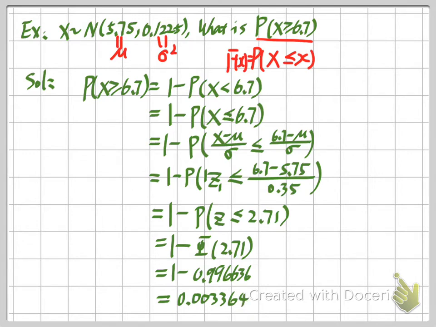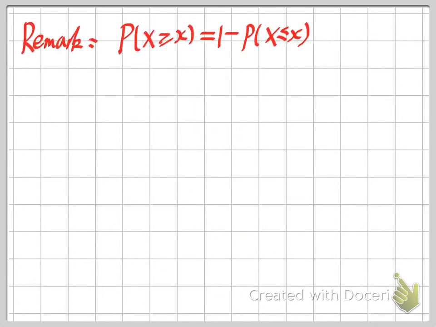Okay, so this is how we can compute an example of this question. Before the end of this video, I want to give a summary of the steps we did here. We rewrite the probability of x greater or equal to a value as 1 minus the probability that x is smaller or equal to another value. Let me write this as a remark. This is by the axiom of probability.